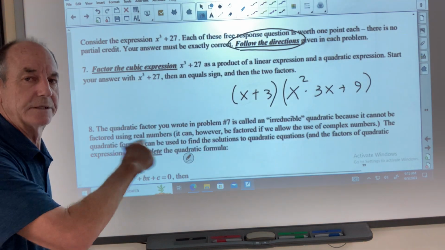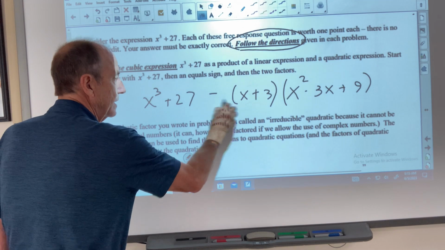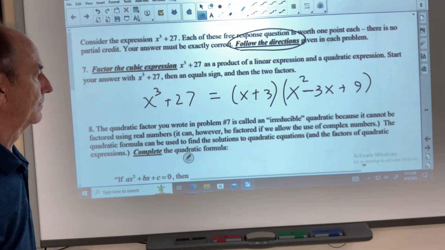It said follow the directions. So to get a complete answer here, we needed to start with x cubed plus 27, then an equal sign, and then these two factors. Okay, so the linear factor and then the quadratic factor.